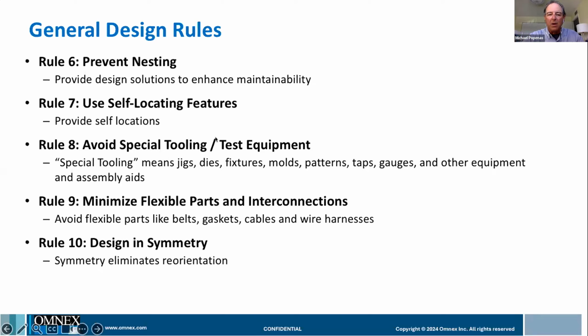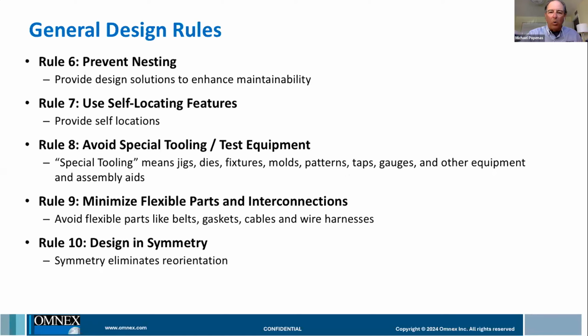This all costs money. Oh, and by the way, someone has to design a jig and dies, obviously, and they need to be maintained. Fixtures, molds, taps, gauges, someone's got to manage this stuff, right? What can we do to avoid that in the design? Minimizing flexible parts, rule 9, and interconnections. Can we avoid having long runs of stuff that just is like a snake?